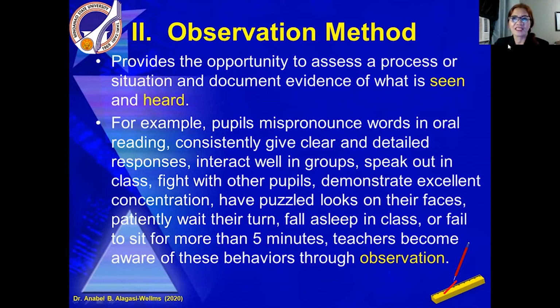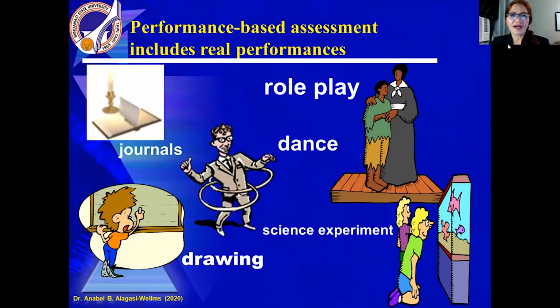Everything that is happening inside your classroom, you have to be keen observers of your students, your pupils. Because this is another way of assessing performance of your students, consciously or unconsciously. You also have performance-based assessment. This includes real performances like role play, dance, journals, science experiment, drawing. You can assess them through observation. And of course, you need to use rubrics.